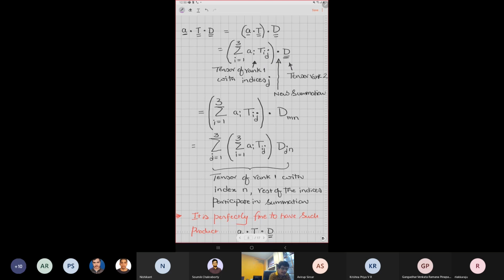So A, T, I, J, maybe M, and if I'm assuming maybe J and M, I'm going to condense, replaced by J. So summation J is equal to 1, 2, 3, summation I is equal to 1, 2, 3, AI, Tij, Djn. So you will get only one free index N, which means it is a tensor of rank 1. Clear?